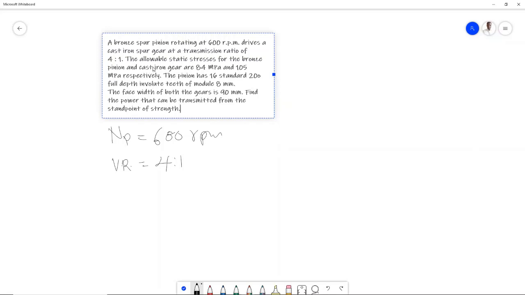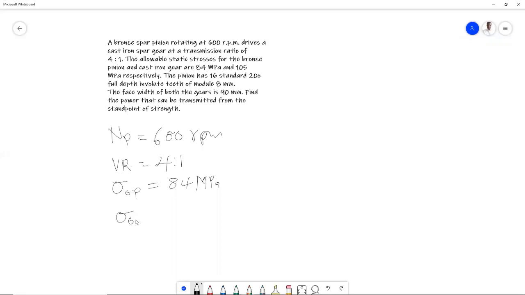We also have the allowable static stress. So we have allowable static stress for the pinion and then for the gear. The pinion is made of bronze, so the allowable static stress for it is different from that of the gear. So let's call it sigma OP, that is equal to 84 megapascals. Then we have that of the gear, G. So we have sigma OG for gear is equal to 105 megapascals.